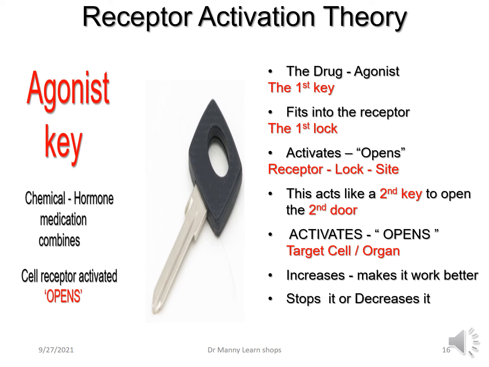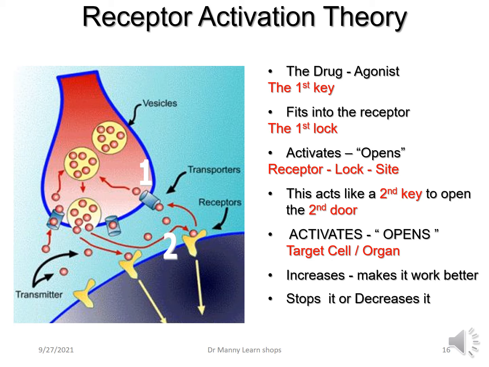So the principle basically is the drug, the agonist, is the first key. It fits into the receptor, which is the first lock. It activates or opens the receptor lock or site, and this acts like a second key to open the second door. It activates or opens the target cell that the medication was intended for, the organ, to increase it, to make it work better, or stop it, to decrease it.